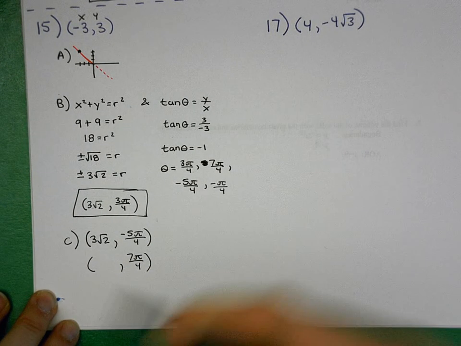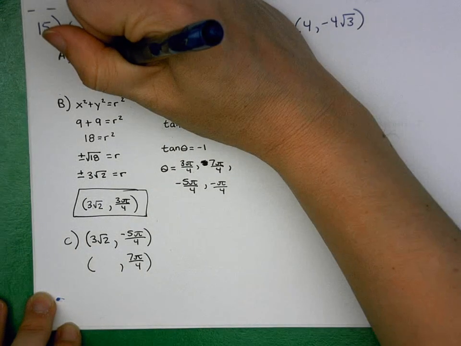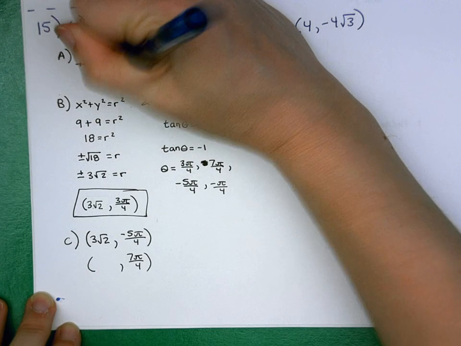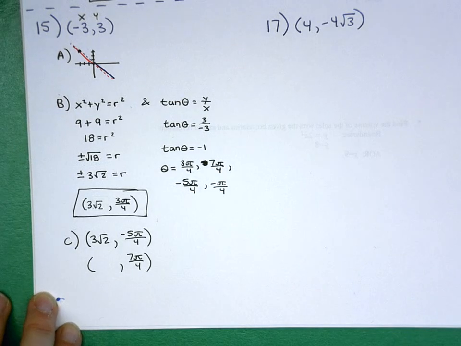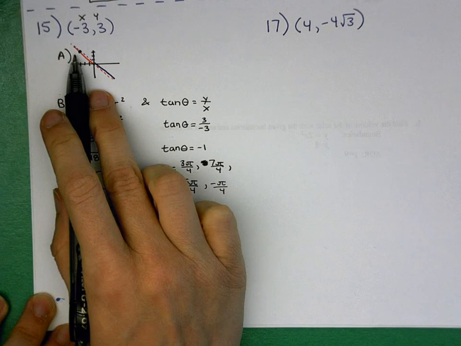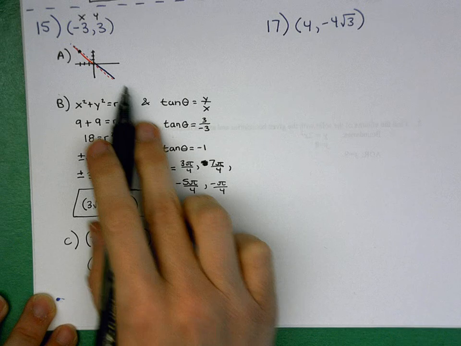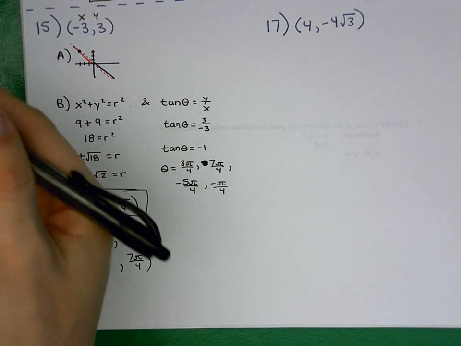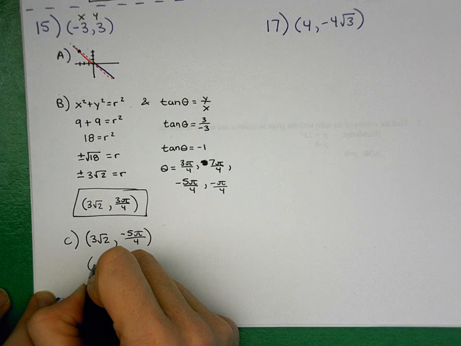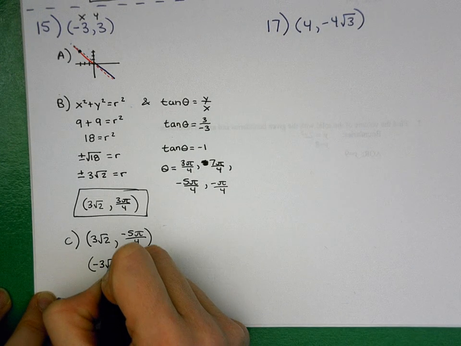Well, 7 pi over 4 has the reverse radial line. 7 pi over 4 is in the fourth quadrant. And so to have my point end up in the second quadrant with my 7 pi over 4 being in the fourth quadrant, I want a negative r so that I move away from that 7 pi over 4. So I'm going to use the negative root 18 or the negative 3 root 2.